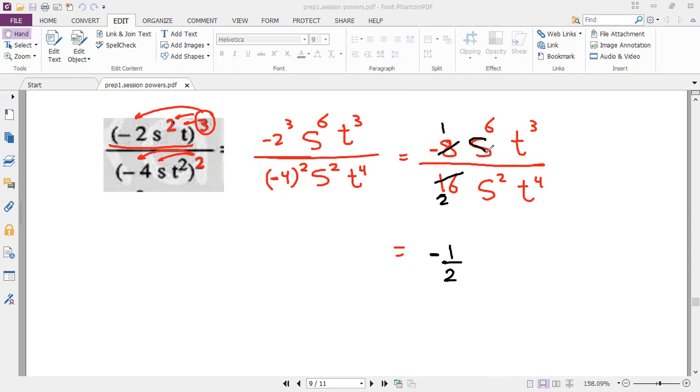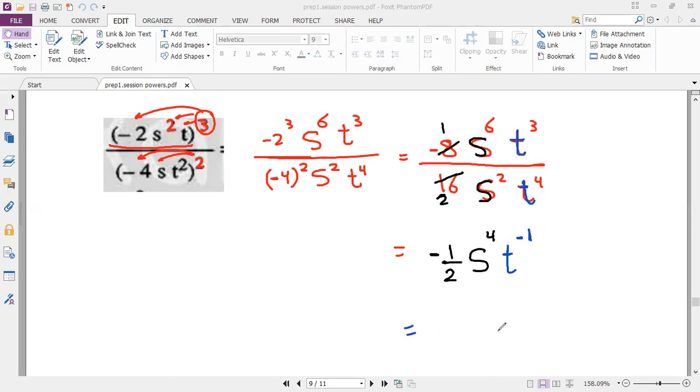And we have at the bottom s to the power of 2, and it's dividing. So write s and subtract powers. 6 minus 2 equals 4. And we have at the top t to the power of 3, and at the bottom we have t to the power of 4. Write t as it is and subtract powers. 3 minus 4 equals negative 1.